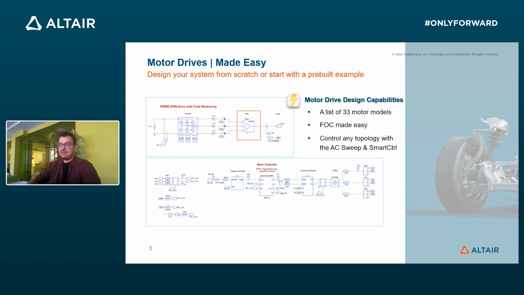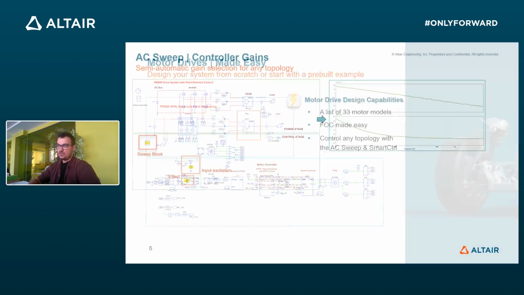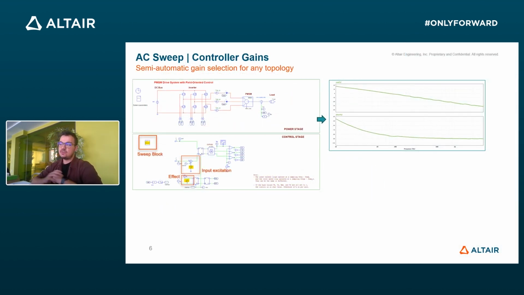And of course, you can implement more advanced stuff such as maximum torque per ampere control or field weakening. And another nice feature that also applies to power supplies is the semi-automatic PI gains calculation with the AC sweep and SmartCtrl. So let's discuss this a little bit. SmartCtrl is an Altair partner tool that helps you define the controller gains without trial and error.